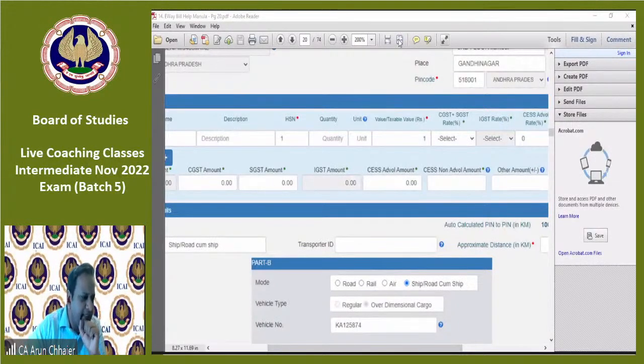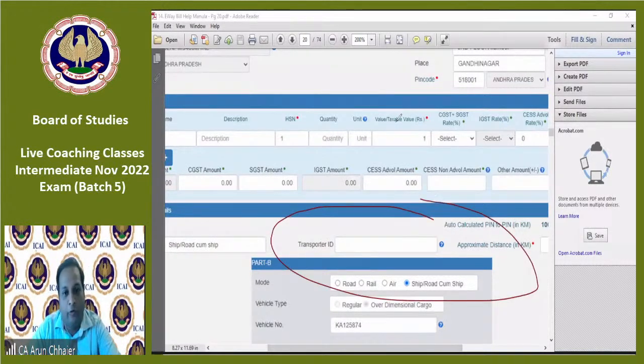If he is a registered person, then he cannot go to the e-way bill enrollment. He can go to the first option. Sushil, I hope it is clear. Now moving to the next part.